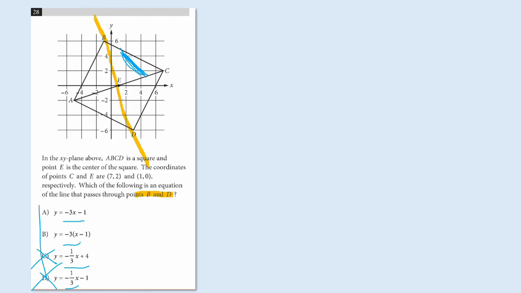Okay, so now let's look at the y-intercept. This one, choice A, has a y-intercept of -1. Does that seem reasonable? Well, -1 is down there, and the orange line doesn't cross the y-axis that low. So I can eliminate A.